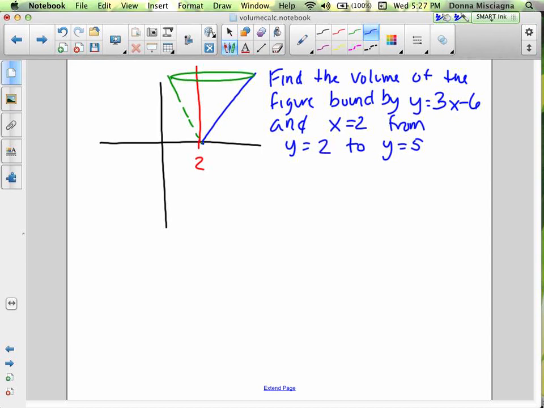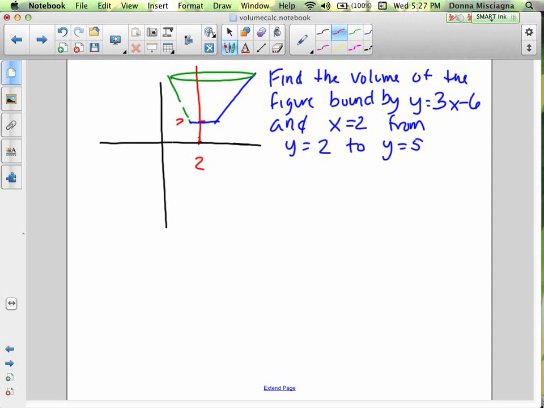So now it will look more like this. I'm going to change my shape a little bit. There, that'll be 2. And so it'll look more like this, right? I believe they call this a frustum, because it's like a truncated cone there. There we go. All right, so that's the one that we're going to find the volume of.